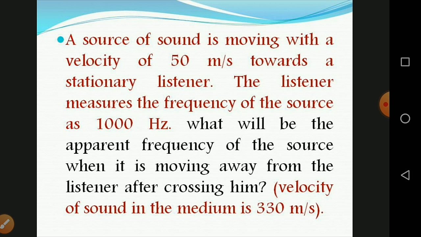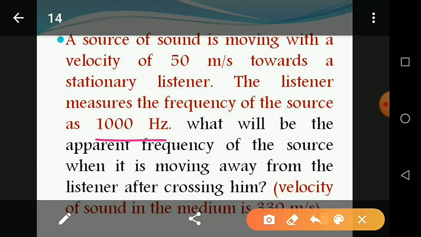So case 1: when the source is moving towards the listener, and case 2: when the source is moving away from the listener. So two cases are there. First case, when the source is moving towards the listener at the velocity of 50 meter per second, the stationary listener observes the frequency of 1000 hertz. That means n dash is equal to 1000.